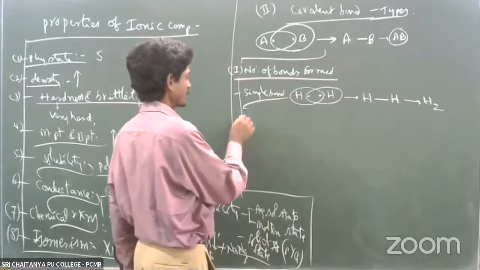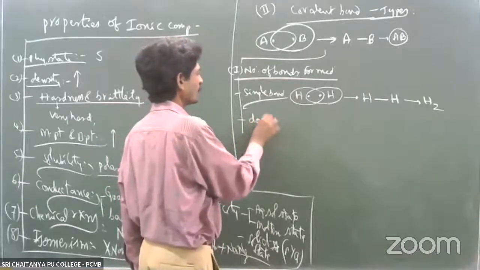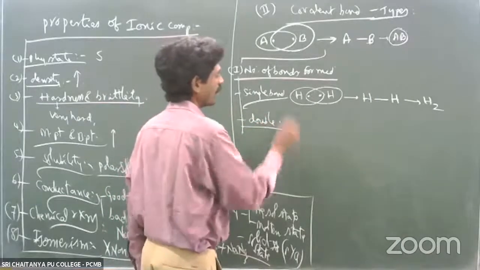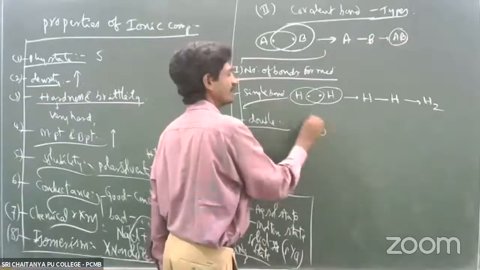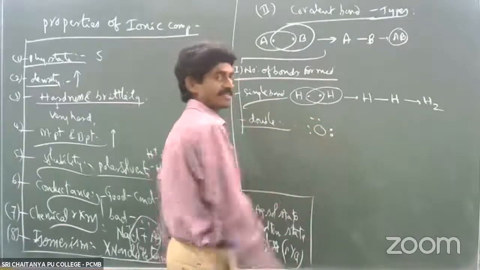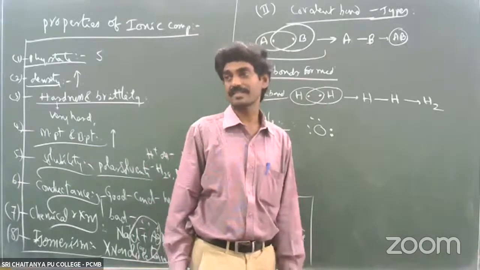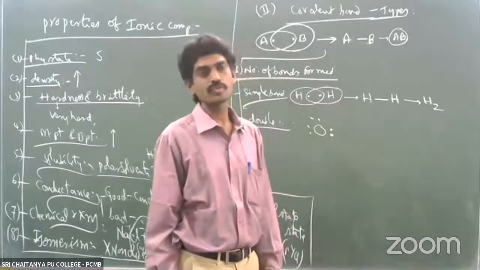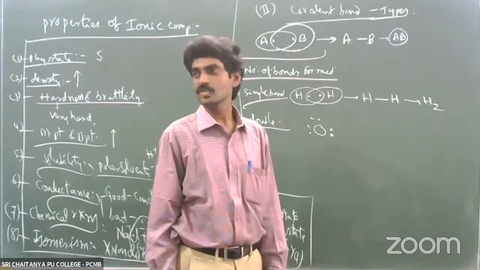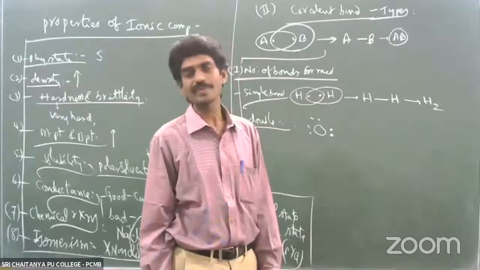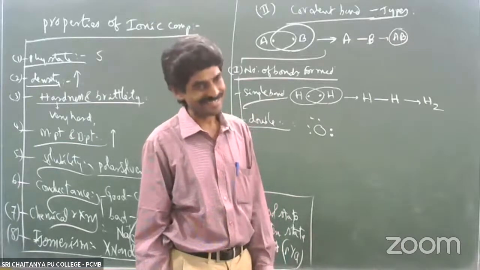Right? Next, another one is the double covalent bond, or simply called a double bond. For example, take the oxygen atom. Oxygen has how many valence electrons? 6 valence electrons. It belongs to group 16. The configuration is 1s2, 2s2, 2p4. 2s2, 2p4 means 2 s electrons and 4 p electrons, 4 plus 2, that is 6.